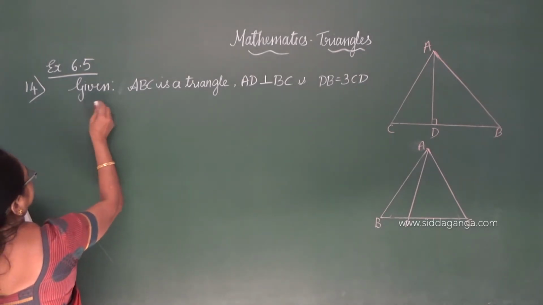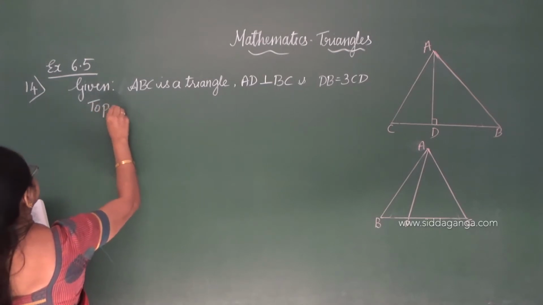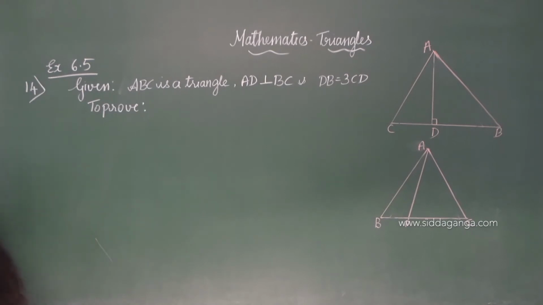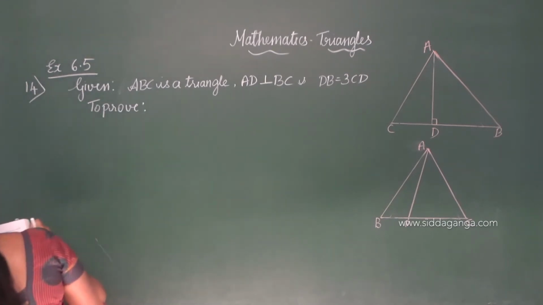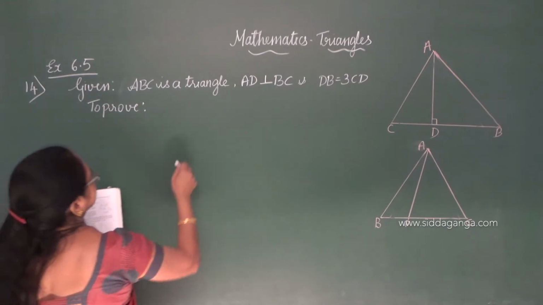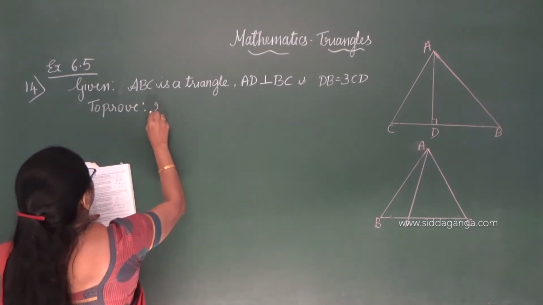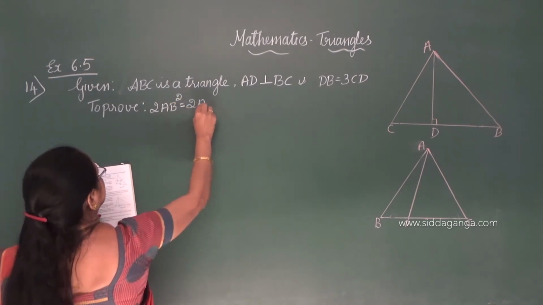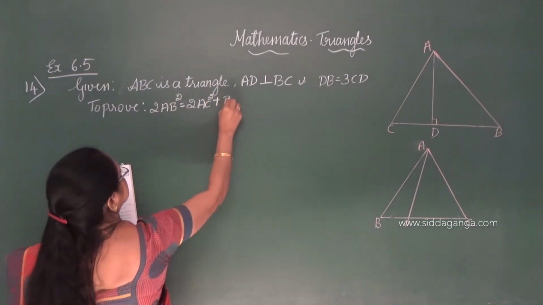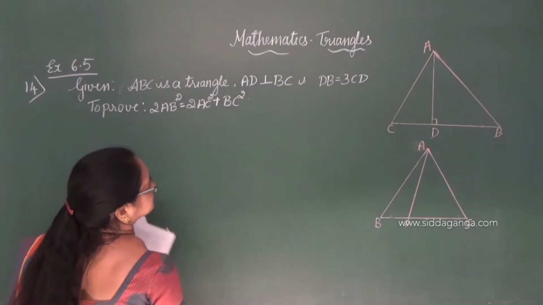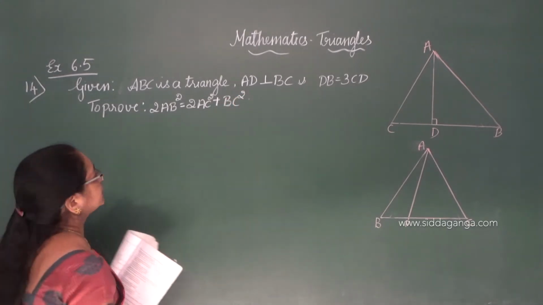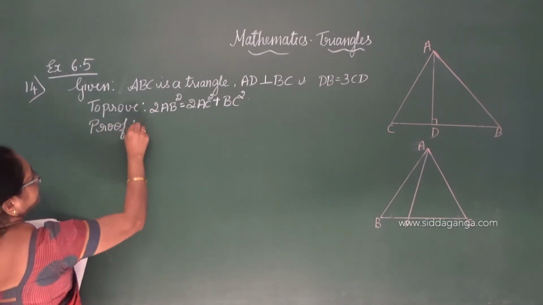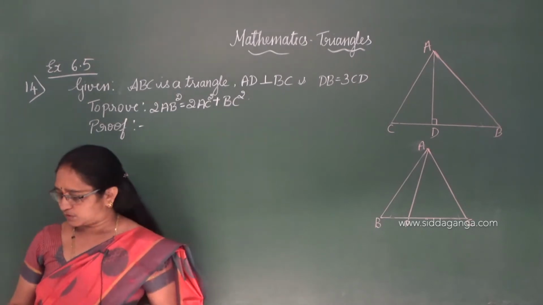Next, to prove: 2AB square is equal to 2AC square plus BC square. So you have to prove this. Okay. Then now proof. So let me start with the proof now.